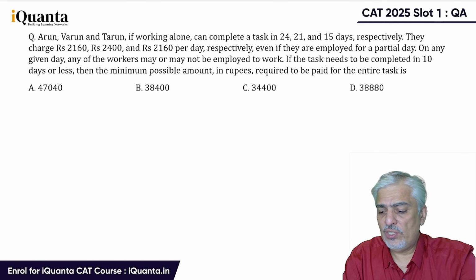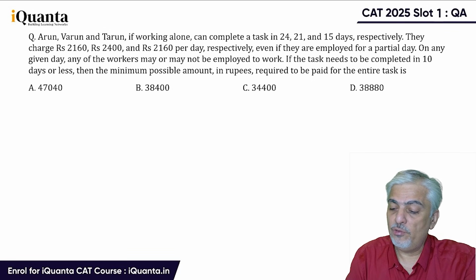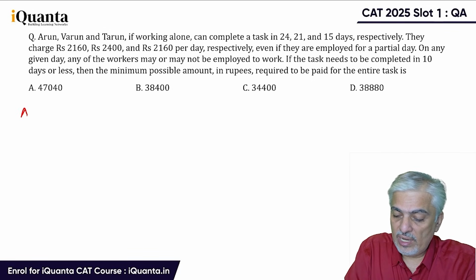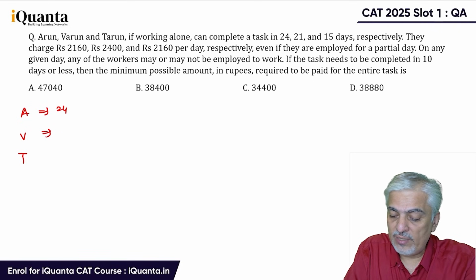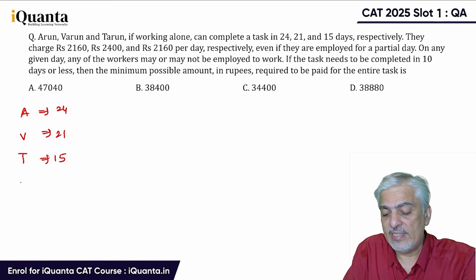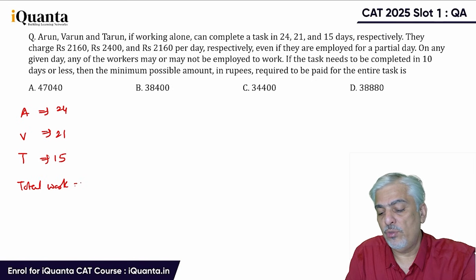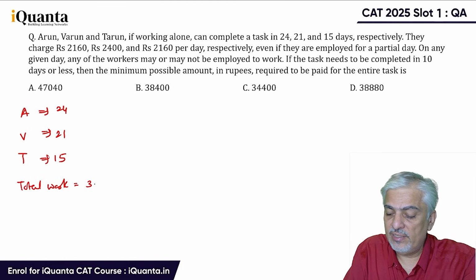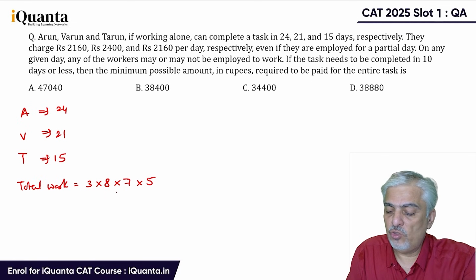Let's have a look at the next question. The next question is from time and work. A, V, and T, if working alone, can finish a task in 24, 21, and 15 days. Without reading further, if you want, take the total work as the LCM. So the total work would be the LCM of 24, 21, and 15, which has a 3 common everywhere. Then it is 3 into 8 into 7 into 5, which would be 40 into 21. 840 is the total work.